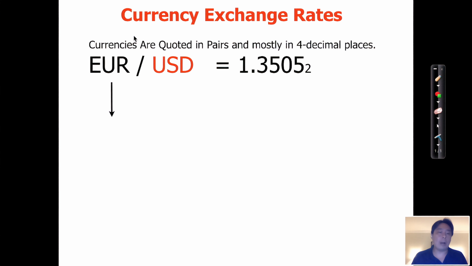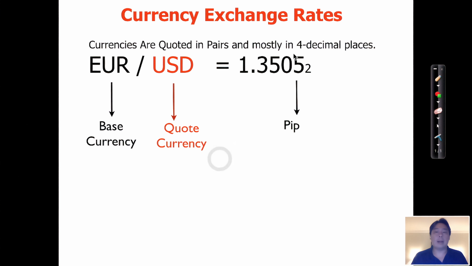When you see a currency pair, the first one is known as the base currency. So Euro is the base currency. USD is known as the quote currency. And like I said, the 4th decimal place is known as the pip. The pip is the smallest change in the currency pair that we are concerned about. In this case, it is 3505. Usually when we read it, we don't say 1.3505. We just say 3505.